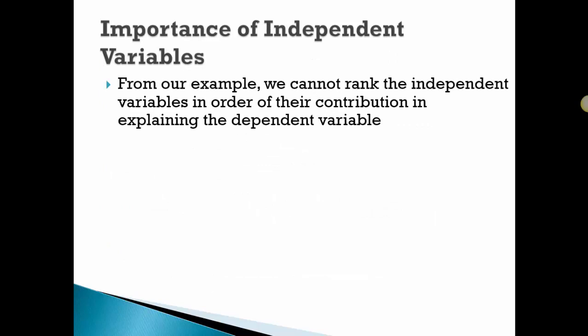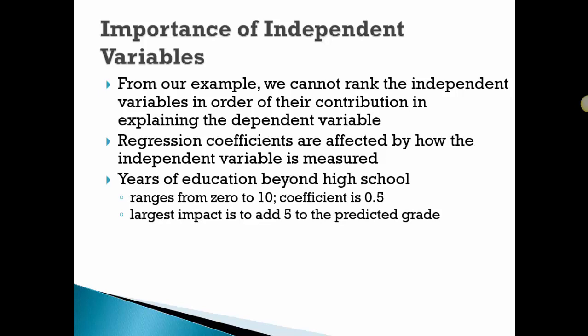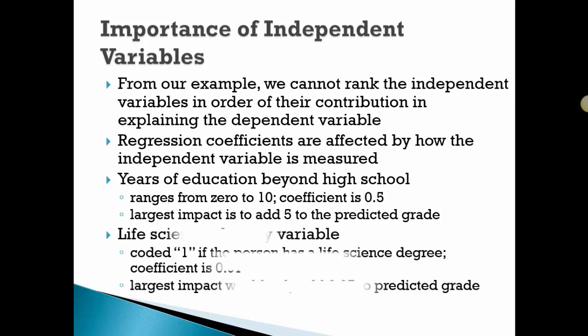So from our example, we cannot rank independent variables in the order of their contribution in explaining the dependent variable. Regression coefficients are affected by how we are measuring the variables. So for instance, years of education went from 0 to 10 for beyond high school, and the coefficient was 0.5. So the largest impact here would be to add 5 to the predicted score, or predicted grade rather.